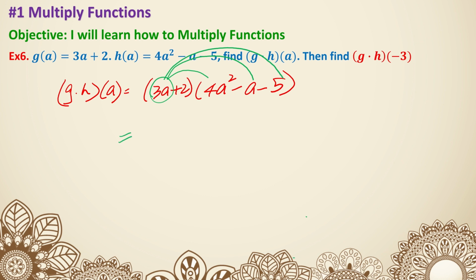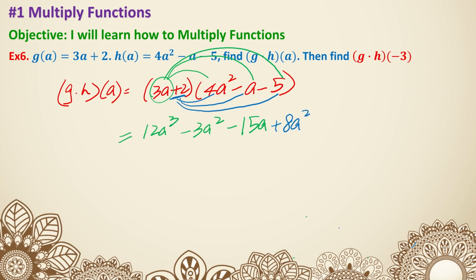3a times 4a squared is a 12a cubed. 3a times negative a is a negative 3a squared. 3a times negative 5 is a negative 15a. And then I'm going to use the second term, distribute it into the parentheses. So it's going to be 2 times 4a squared is a positive 8a squared. 2 times negative a is a negative 2a eventually. 2 times negative 5 is a minus 10.